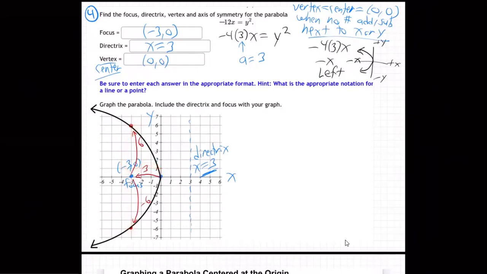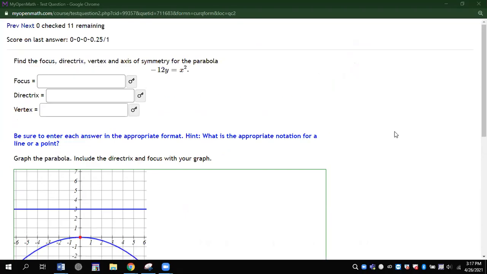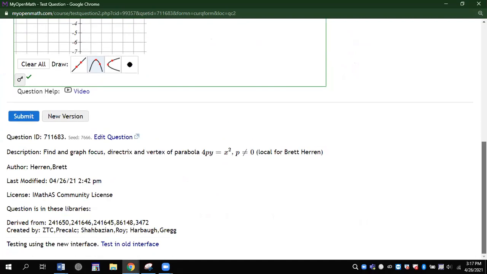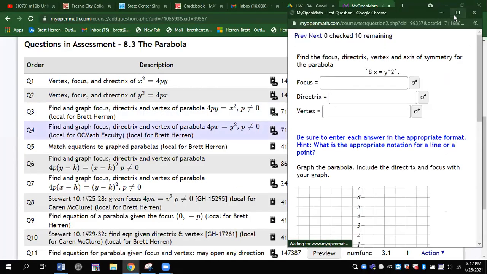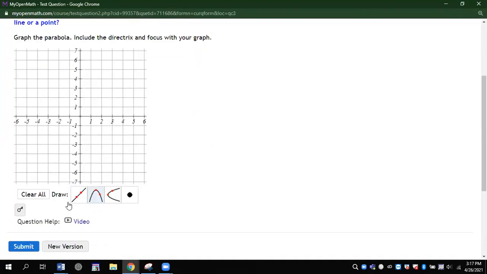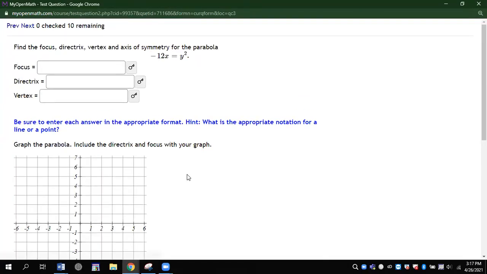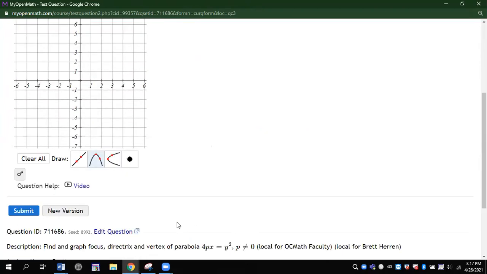Let's take a look at the actual tool on this one. Let me ask it for a new one. Yeah, there's exactly the same one I just did with you. All right, so there's the focus. It's negative 3, 0, like we said. X equals 3. Okay, I'm going to do the graph. Remember the graph was here.